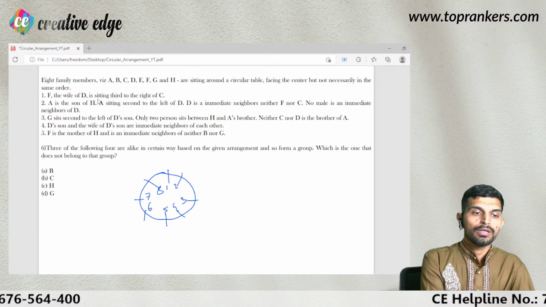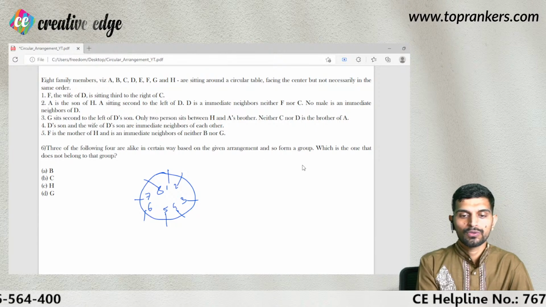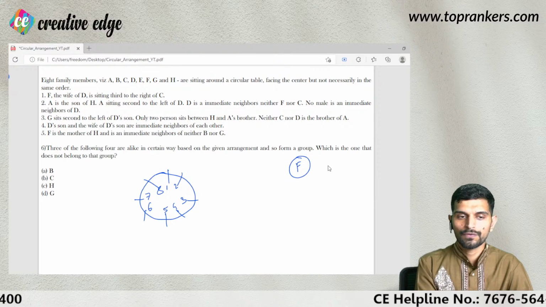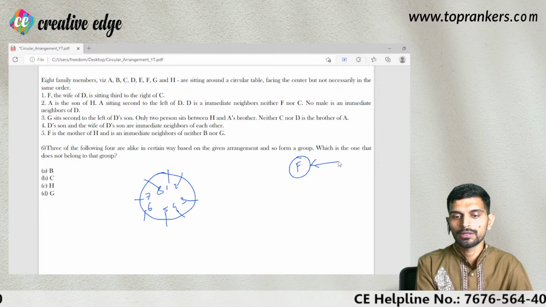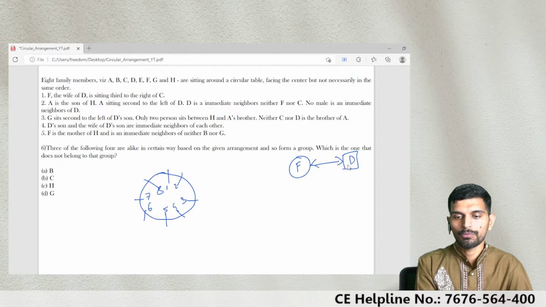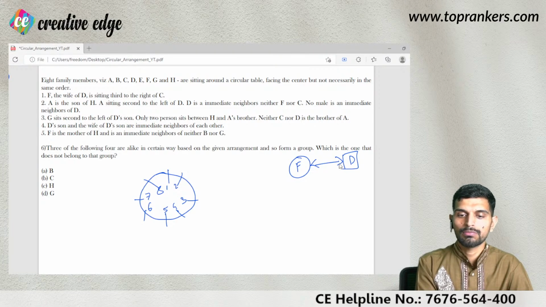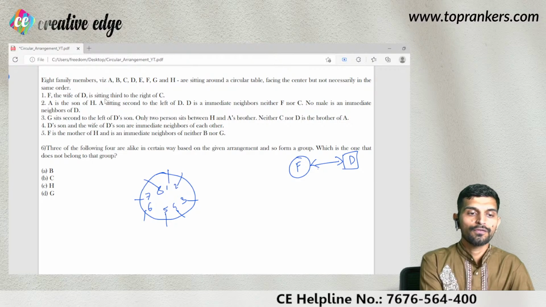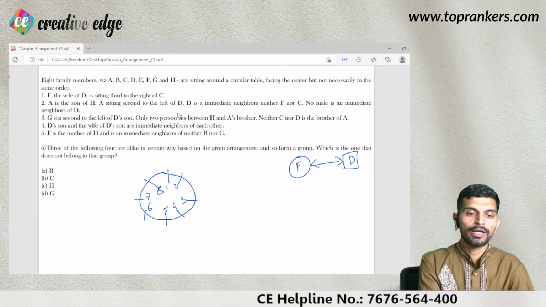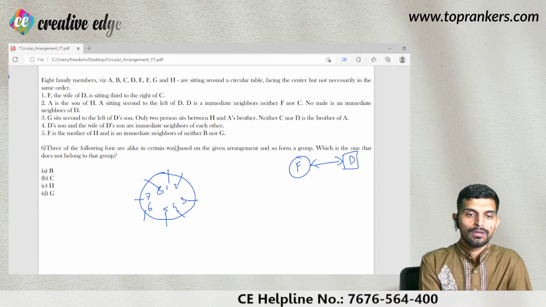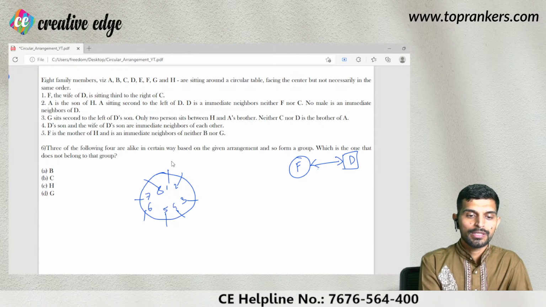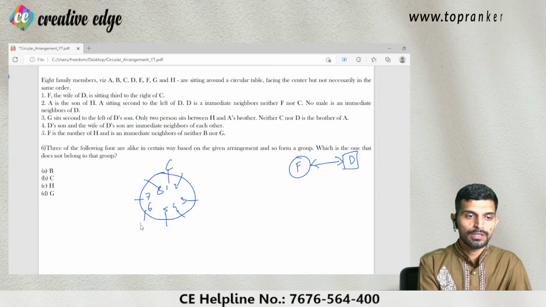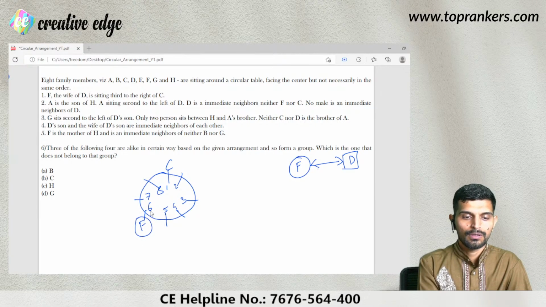F the wife. So for female characters, I'll be using a circle. F is the wife of D, so D is male. For male characters, I'll be using a box. For a married couple, I'll be using a bidirectional arrow. F, the wife of D, sits third to the right of C. So if I place C here, first, second, third to the right of C is F.